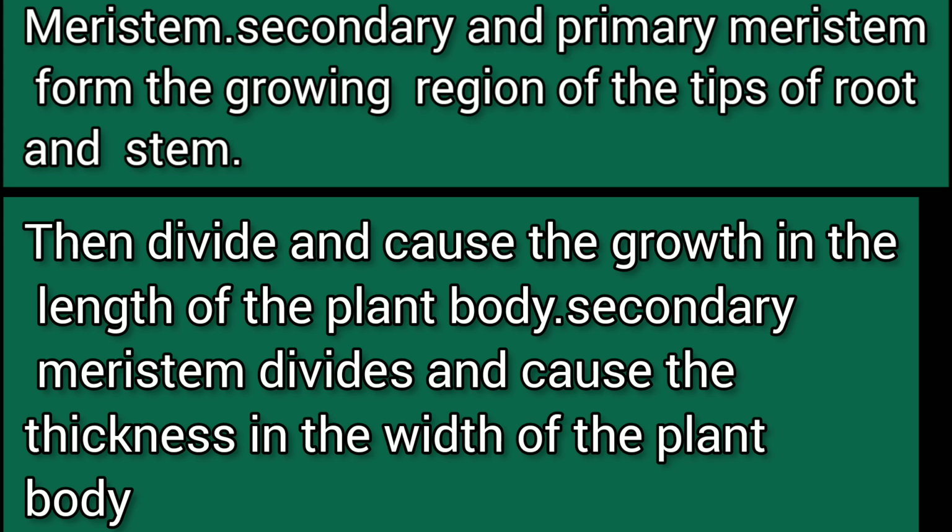Secondary meristem divides and causes the thickness in the width of the plant body.